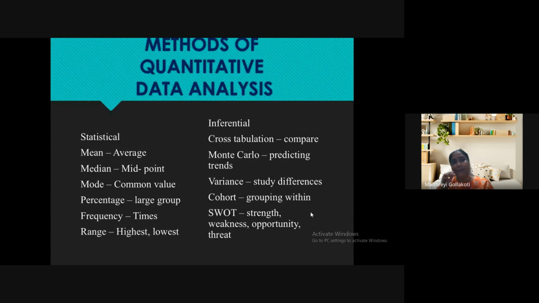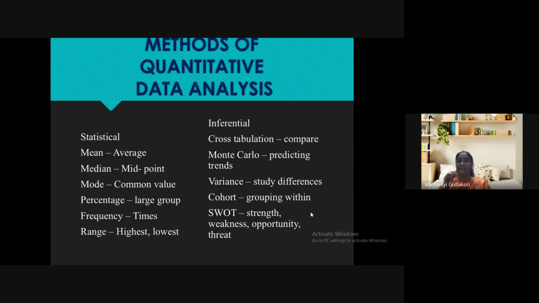Next is inferential. Statistical type of data is one thing. Next is inferential data. Now, what is inferential data? It is nothing but comparison. Okay. Cross tabulation. Cross tabulation means you take the entire data and you try to study the pattern. Means at what time the frequency has increased, at what time the frequency has decreased, at what time the median point was reached, at what time the mode point was reached. Like that, if you compare two sets of data, it is called cross tabulation.